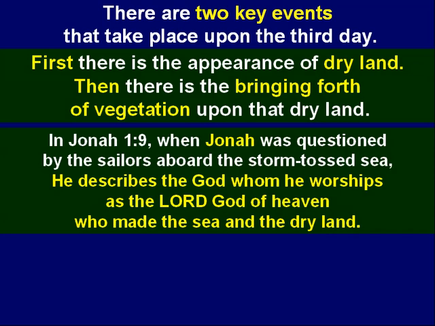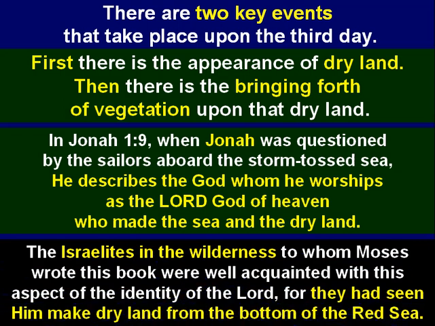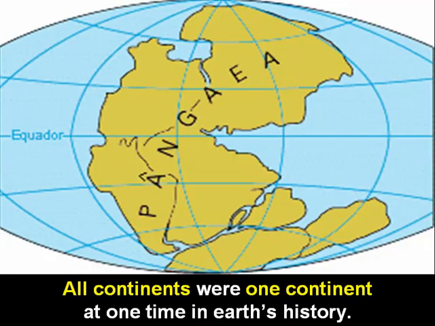In Jonah 1:9, when Jonah was questioned by the sailors aboard the storm-tossed sea, he describes the God whom he worships as the Lord God of heaven, who made the sea and the dry land. The Israelites in the wilderness, to whom Moses wrote this book, were well acquainted with this aspect of the identity of the Lord, for they had seen him make dry land from the bottom of the Red Sea.